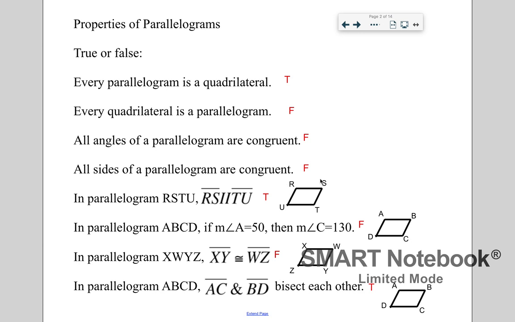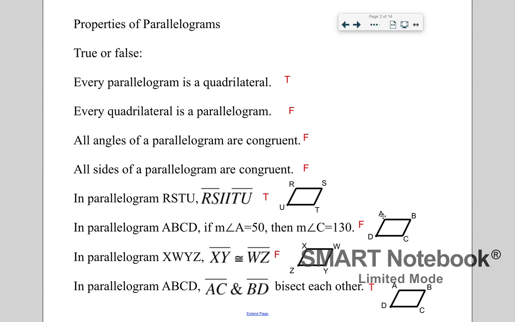In the one below that, you'll notice I drew a little diagram there. I talked to you about this yesterday. Please make sure that when you label your diagram, the order of the letters is going around in a circle. That'll help you be able to identify the sides. So is RS parallel to TU? Yes, that would be true because opposite sides should be parallel in a parallelogram.